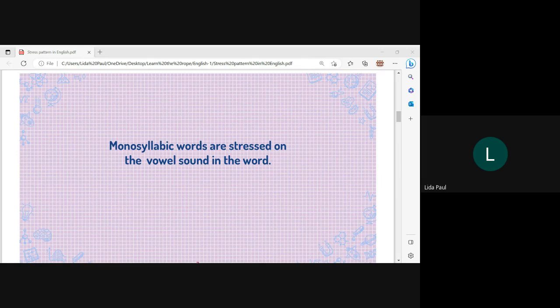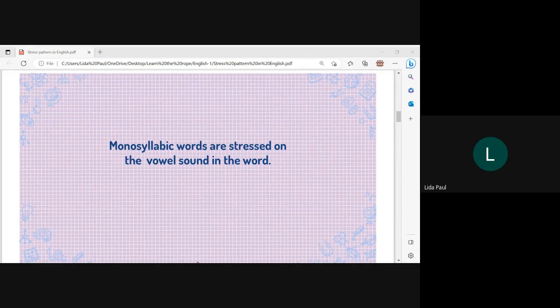So now coming back to your topic on stress, monosyllabic words. Monosyllabic words are words with one syllable, the ones which have only one syllable. Like for example, the word I, EYE, and pay. These are all examples of monosyllabic words. There is one syllable in each. In the case of monosyllabic words, the stress is always on the vowel sound in the word.